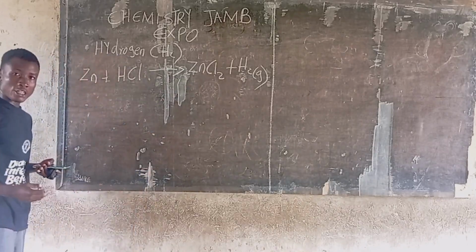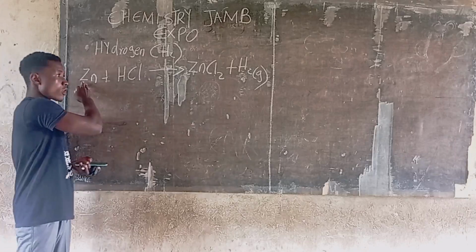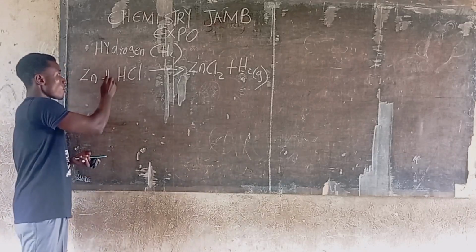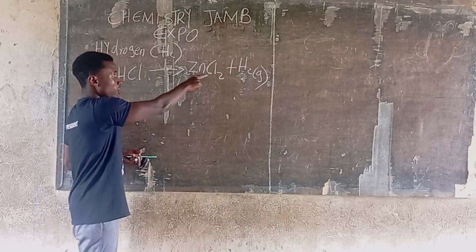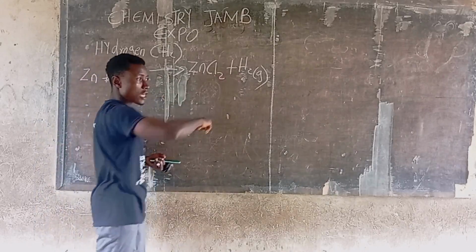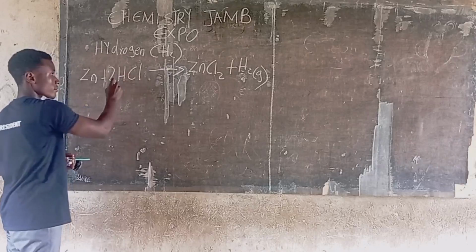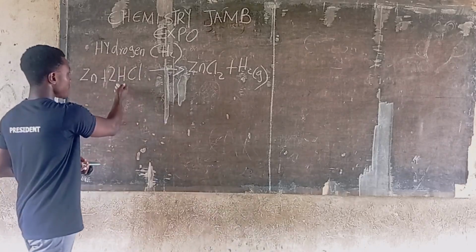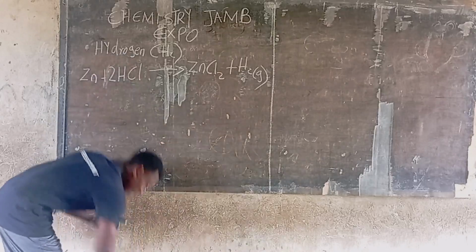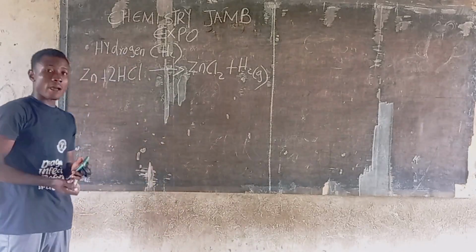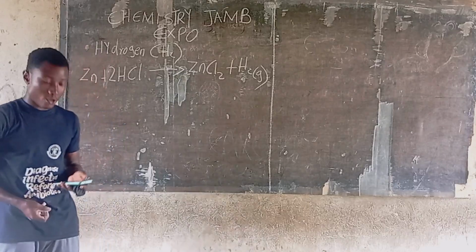But when you check this reaction, you find out that it is not balanced, because as you can see here, we have 1 mole of zinc, 1 mole of hydrogen and 1 mole of chlorine, giving you a forward reaction of 1 mole of zinc, 2 moles of chlorine plus 2 moles of hydrogen gas. So to balance this reaction, we are going to put 2 here, making our chlorine balanced and our hydrogen gas balanced. So that is how we prepare hydrogen in the laboratory.